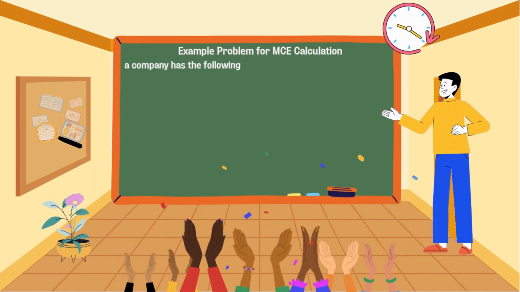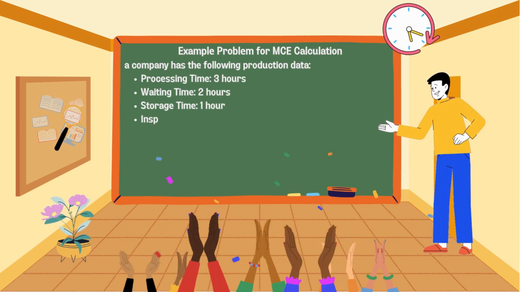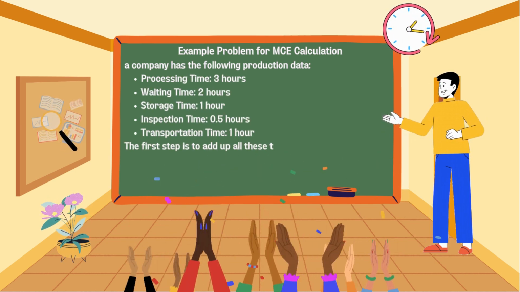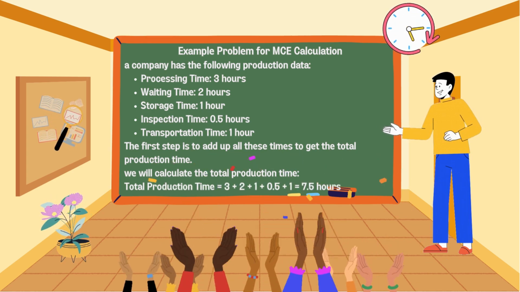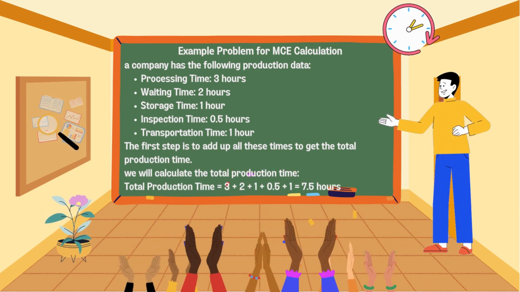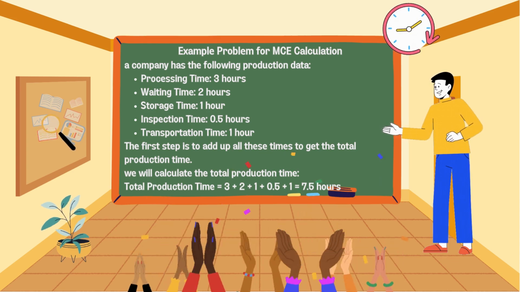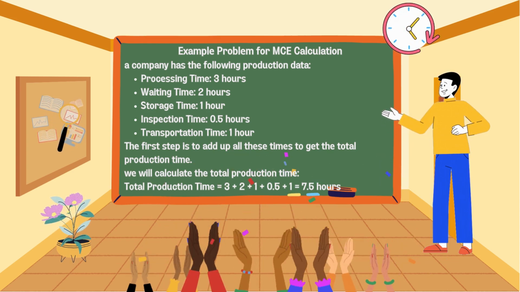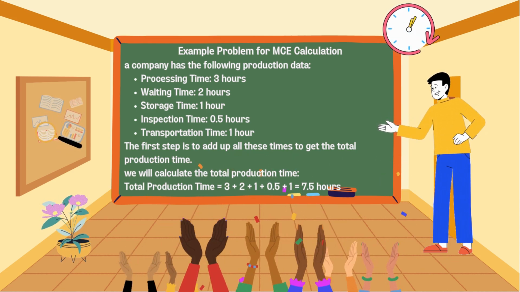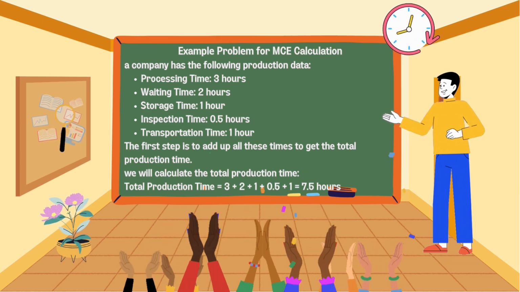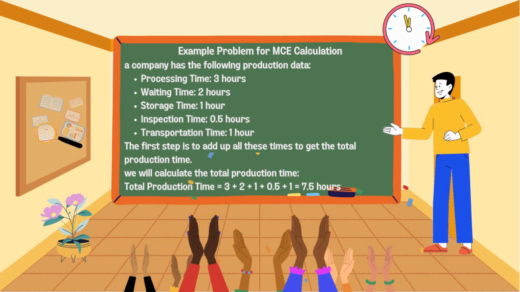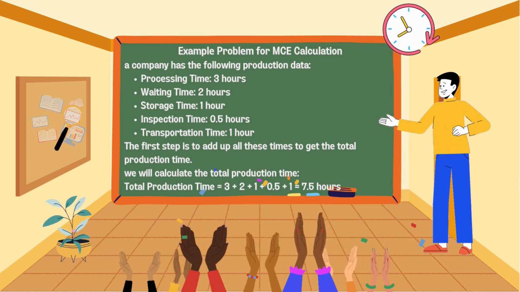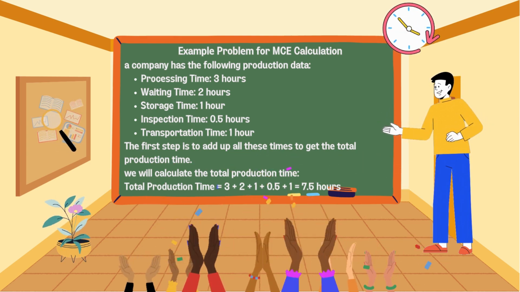Example problem for MCE calculation. I will give an example problem to calculate MCE. Suppose a company has the following production data: processing time, 3 hours. Waiting time, 2 hours. Storage time, 1 hour. Inspection time, 0.5 hours. Transportation time, 1 hour. The first step is to add up all these times to get the total production time.